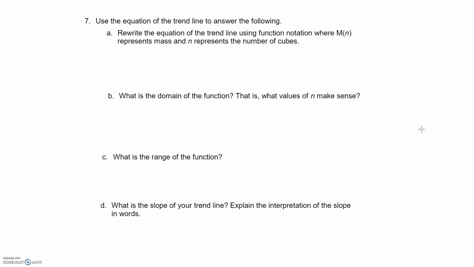Let's assume that you went through Excel and you found out that the slope of the line really was y is equal to 8x. It's not. You need to do this on your own. But let's say it was. When it says to use function notation, again, all it wants you to do is replace m or y with m of n and replace x with n.